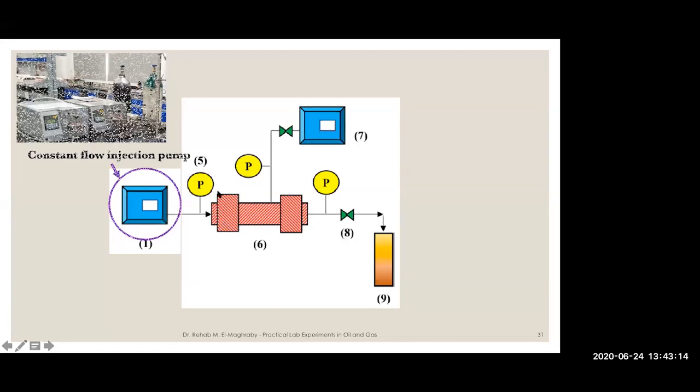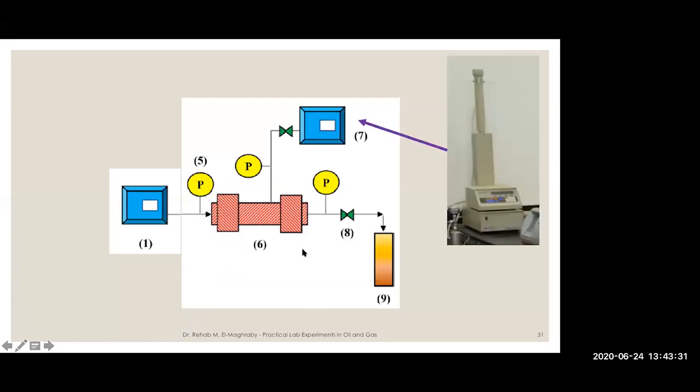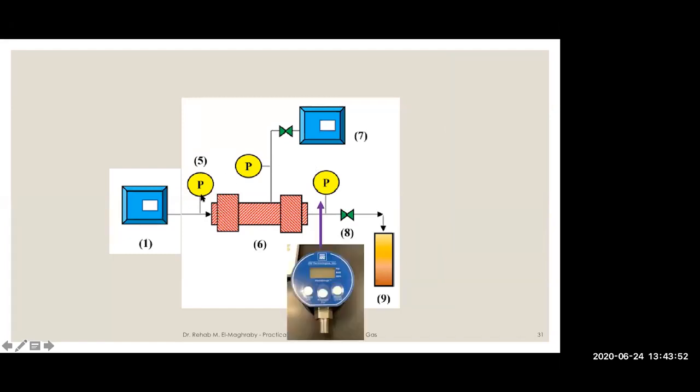You have here a core holder. This is where your core or core plug is placed. This is a Hassler type core holder, and in the next slide, I will show you the composition of this core holder. You also have to apply confining pressure, using a high pressure, constant pressure pump, so you can adjust the pressure. There should be a pressure difference of 400 psi between the pressure in the core and the confining pressure. Another pressure transmitter measures the pressure difference, and you can install it here.